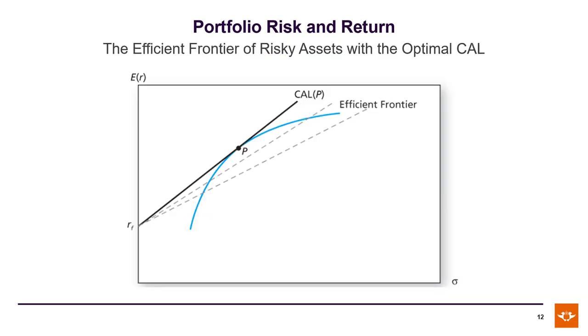And here again in this slide, it's just a depiction of what would happen. So the capital allocation line would touch the efficient frontier at only one point, at the tangent point, and the portfolio that it connects with is your optimal risky portfolio.